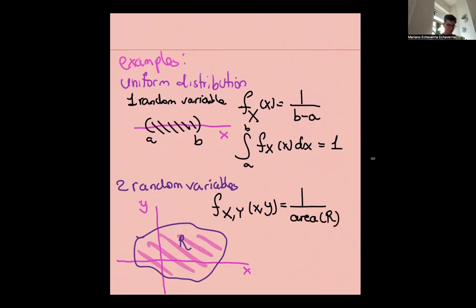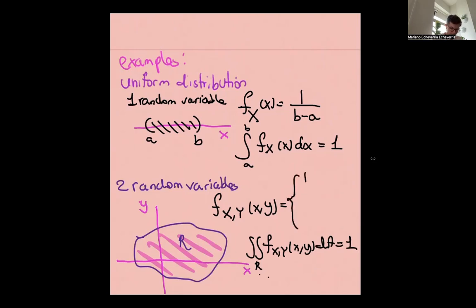Because in that case, if you integrate this over R, that is going to integrate to 1, right? So to be more precise, what I mean here is that this is 1 over the area if (x, y) belongs to R, and zero otherwise.